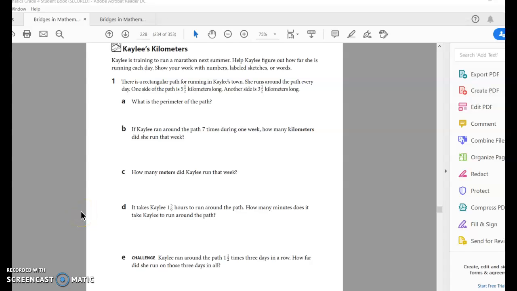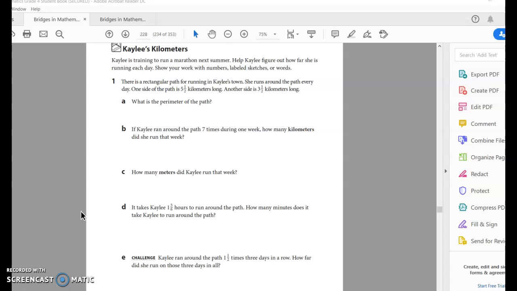Okay, for today's student book practice, it's page 228, Kaylee's Kilometers. Remember, you've already done practice on page, I believe it was 227. You had home connections, pages 119 and 120, that's due April 14th. This is student book practice.